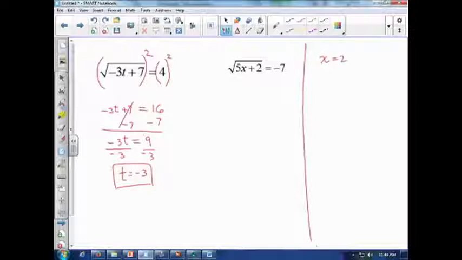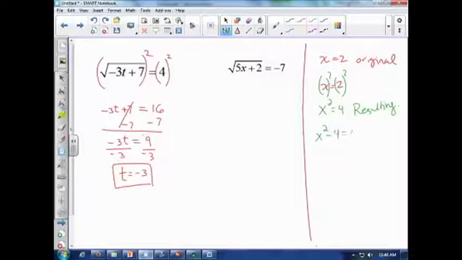Let's say your original equation is x equals 2. I'm going to take that equation and square both sides. If you square both sides, you get x squared equals 4. I'm going to call this the resulting equation. Now, if you want to solve the resulting equation, this is a second degree equation. Let's put everything on one side and factor. x squared minus 4 factors to x plus 2 times x minus 2 as a difference of squares. So your solutions would be x equals negative 2 or x equals 2.